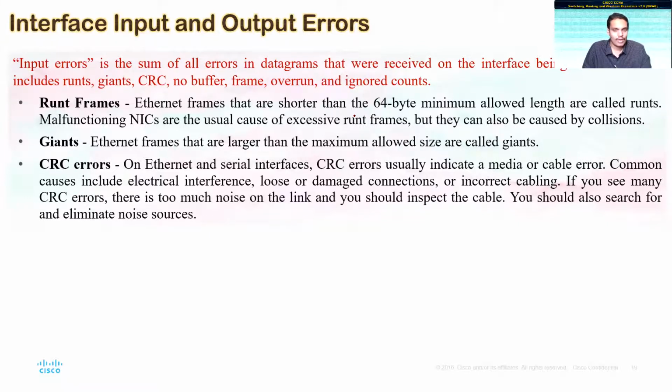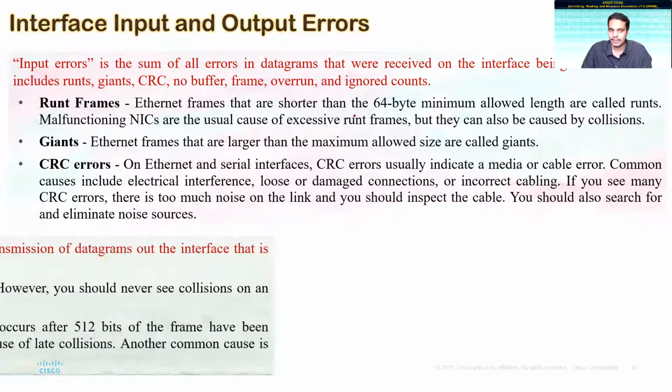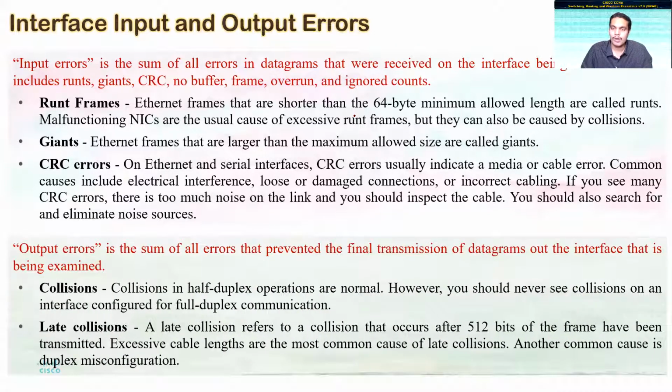CRC errors are caused by many things, which might indicate a cable error, a media error, electrical interference, some noise, loose connections, or incorrect cabling. Any of those things lead to CRC errors. Whereas output errors is the sum of all errors that prevent the final transmission of datagrams out of the interface that is being examined. Input errors are the errors that were received on the interface being examined. Output errors prevented the final transmission out of the interface. The two common things are collisions and late collisions.